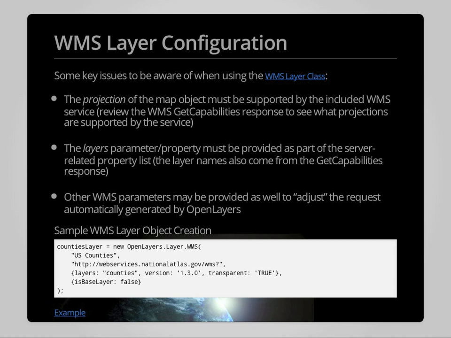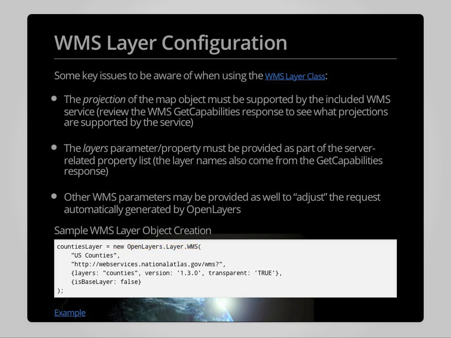And we can see here an example of creating a new WMS layer object where we are basically creating a new variable. In this case, it is called counties layer, and we're defining it as a new OpenLayers.layer.wms object.